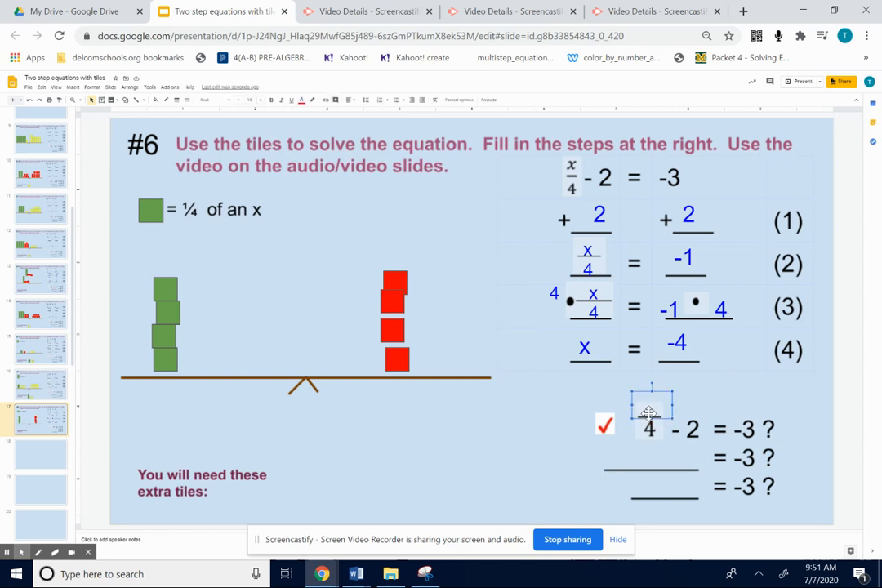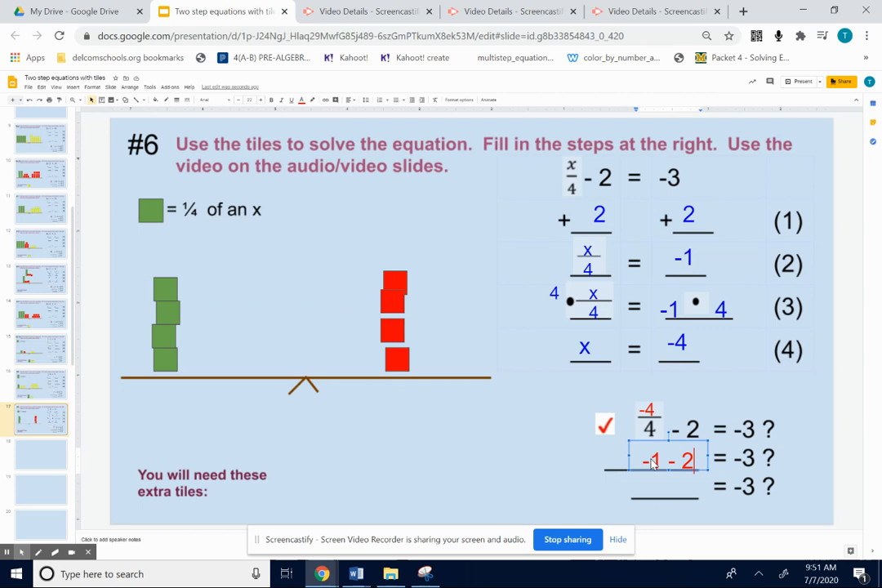You should be putting negative 4 in for x, so you'd have negative 4 divided by 4 minus 2 is equal to negative 3. Divide before you subtract. So negative 4 divided by 4 is a negative 1. So we end up with negative 1 minus 2 equals negative 3.